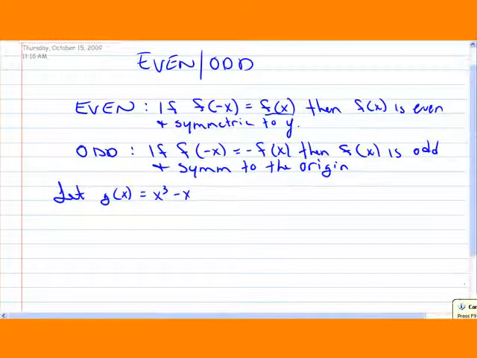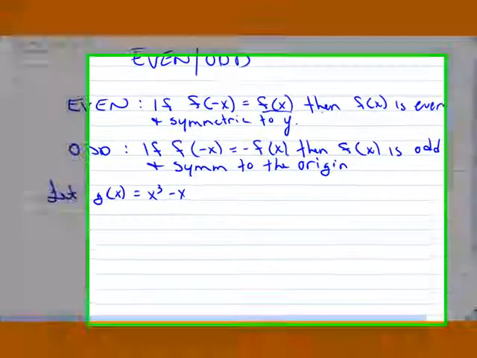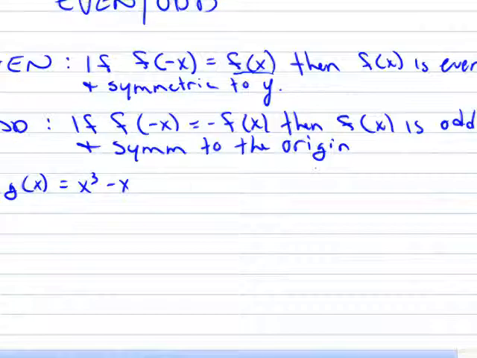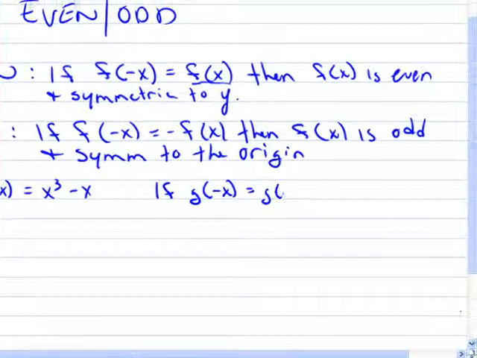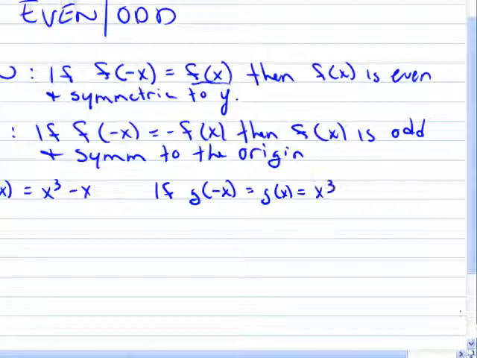All right, so let's just have this g of x, and it's going to be x cubed minus x, and we're going to test to see if it's even or odd. So according to these two definitions up here, if I look at g of negative x and I get g of x back, which is x cubed minus x, then that's going to tell me that it's even.